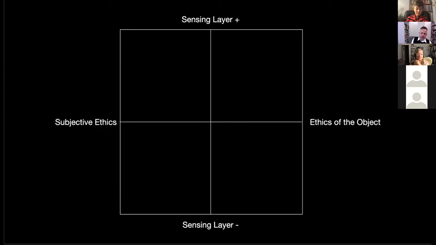What is the ethical framework? What are the conditions by which it would even define that problem in the first place? So what I'm asking you to do is to think through that question, or rephrase it, or turn it around by using this sort of matrix: a strong sensing layer with subjective ethics, a strong sensing layer with ethics of object, a weak sensing layer with subjective ethics, a weak sensing layer with ethics of object. What does each of those look like?